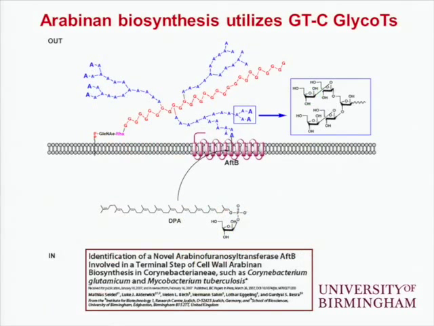So going back to arabinan synthesis for arabinogalactan, we were able to show, again using Corynebacteria, the role of this enzyme, AftB, and it was involved in terminating the synthesis of the arabinan segment. But what was missing at the time was how these branches, these 3,5 linkages, are introduced.